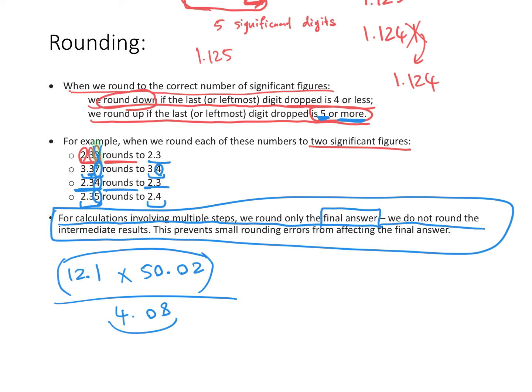So I may ask you in your homework problem: for calculations involving multiple steps, we should round all the intermediate steps, and we should also round the final step. True or false? We only round the final step, not the intermediate steps.